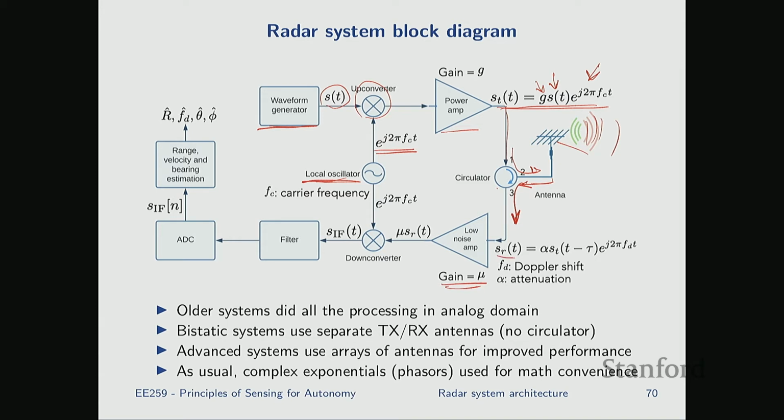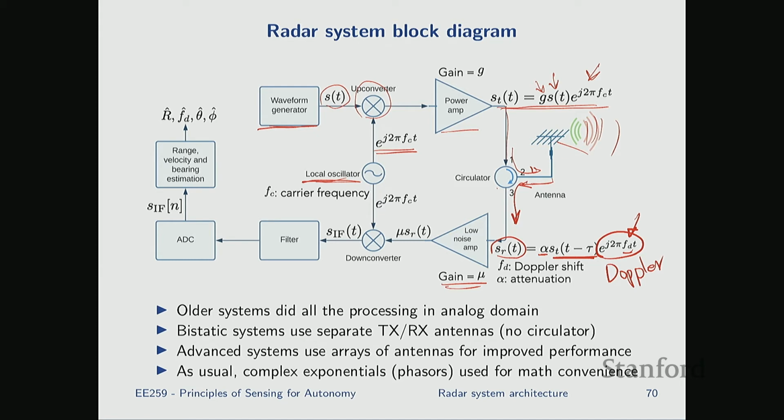And as usual, our received signal S_R is just an attenuated and delayed version of the transmitted signal S_T times this term, which is the Doppler shift, and we're going to talk a lot more about it. This e^(j2π f_D t), where f_D is the Doppler shift frequency that we're going to talk about.